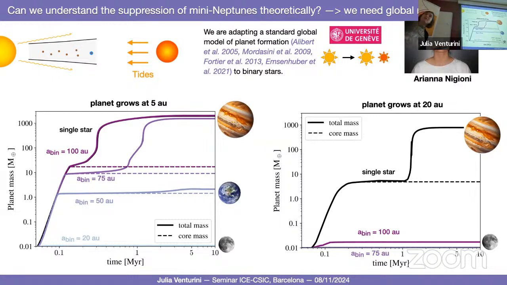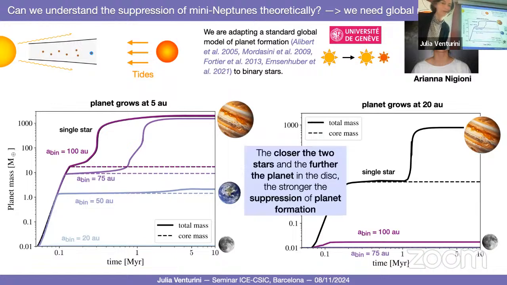So the definite answer about the radius valley is still open because we are still working on concluding these model developments to start to launch the populations. So this will be work to come. The message to retain is that the closer the stars and the farther the planet is in the disk, the stronger is the suppression of planet formation. This is what we are seeing with these simulations.